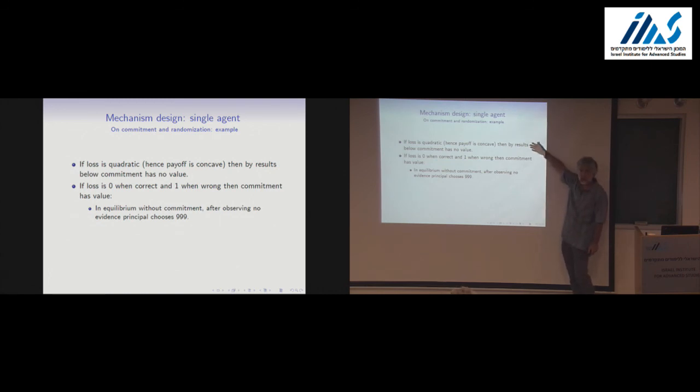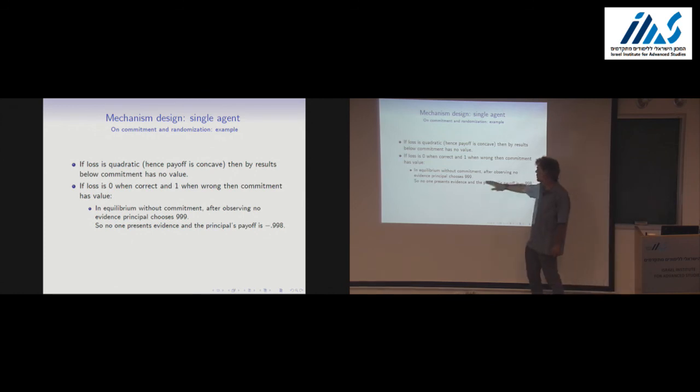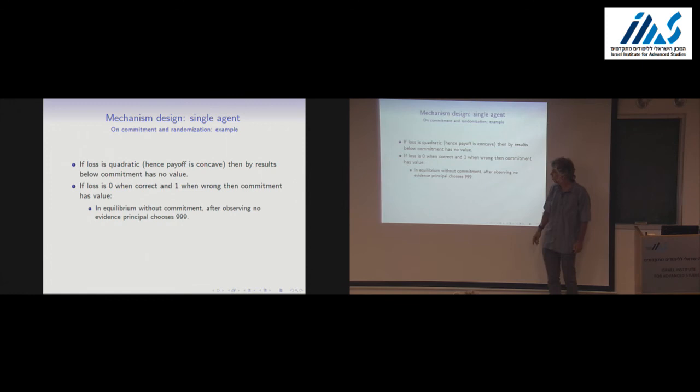That there's no value to commitment in the quadratic case is going to follow in a minute or two when I present the results. That there is value in this case is very simple to see. If you don't have commitment and you don't see any evidence, what's the principal going to do? The principal is going to bet on the type 999, because 999 can never present evidence. And let's say some other collection of types in the equilibrium without commitment don't present evidence.